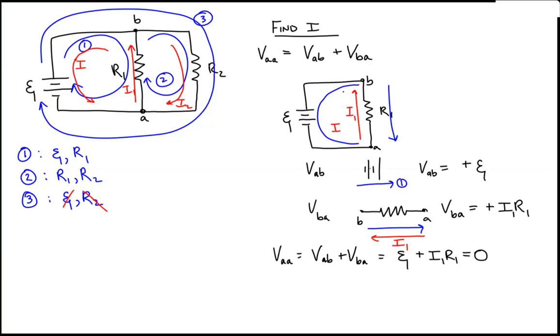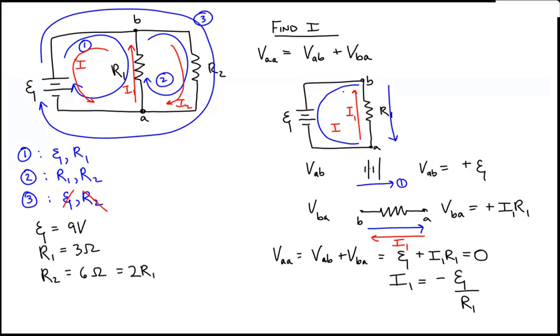So notice what this equation gives us. This equation doesn't give us current I, but it gives us current I1. Because we know the EMF of our power supply, we said our power supply has an EMF of 9 volts. We said resistor 1 is a 3 ohm resistor. We said resistor 2 is a 6 ohm resistor, which I'll just call twice resistor 1. So this gives us the current being equal, oh, look at this. The current is equal to minus the EMF over the resistance of resistor 1.